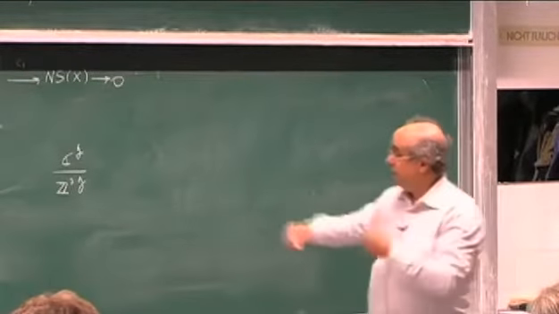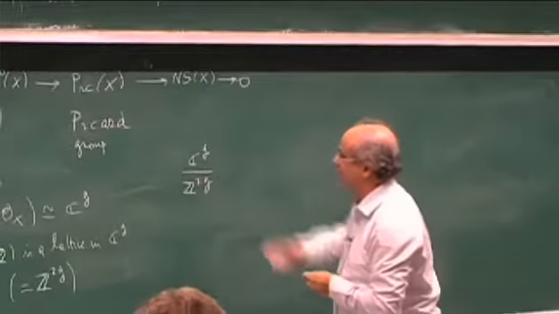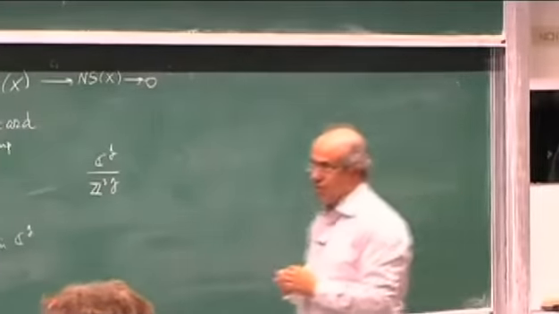Okay, and so we shall have a variety classifying line bundles that have the same first Chern class.